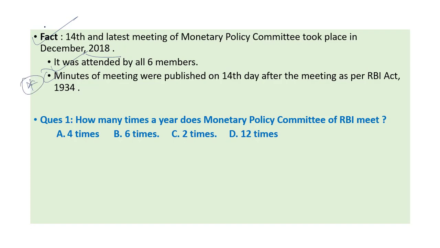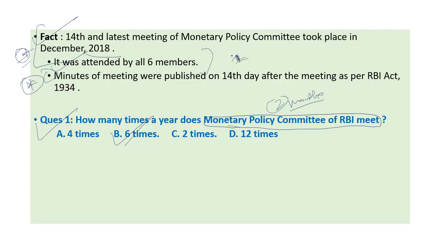Okay, and there's a meeting held after this meeting also. Now, how many times a year does the Monetary Policy Committee of RBI meet? So there is a requirement of at least 4 times a year, but the Monetary Policy Committee meets 6 times a year, once every 2 months. Okay, so this is somewhat old. After December, in February or in March, RBI has met again.